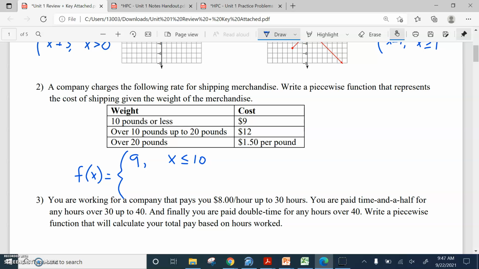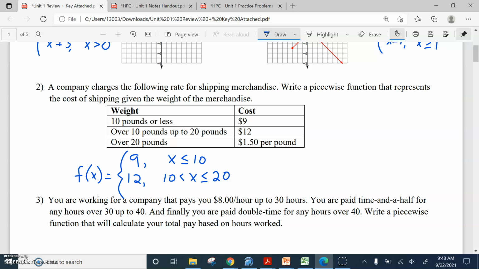Our next piece says if you're over 10 up to 20 pounds, then it's just $12. So again, it's just a constant 12. There's no x because x would imply that we're being charged $12 per something, per pound or whatever it is. And that's not what we want. So we're going to say that our poundage is starting at 10. We're greater than 10, but less than or equal to 20 pounds, up to 20.